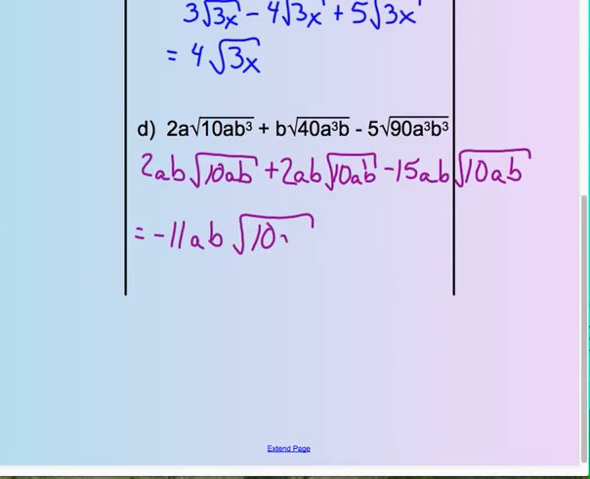Square root of 10ab. Let me make one more comment now that I've done all of this. Some of you may be wondering why what's under the radical doesn't change. Think of the radical as a variable. If you have 2ab plus 2ab, you don't change that ab. That's your variable part. Same with the radical. It stays the same as you combine your like terms.